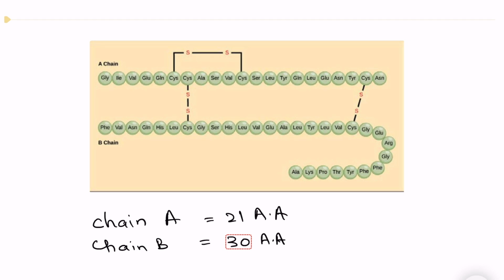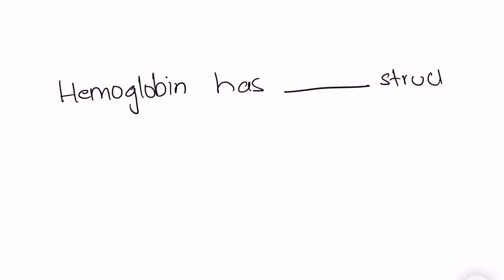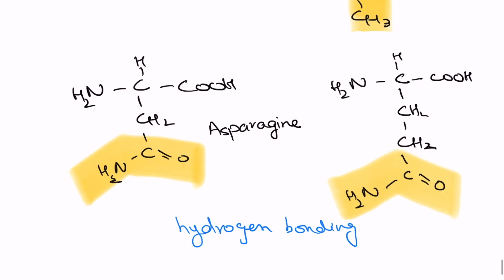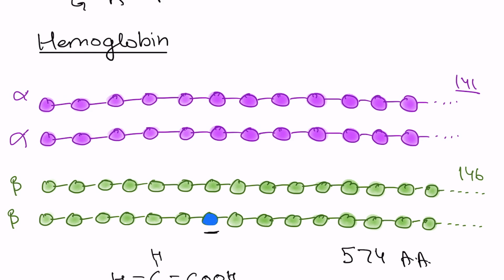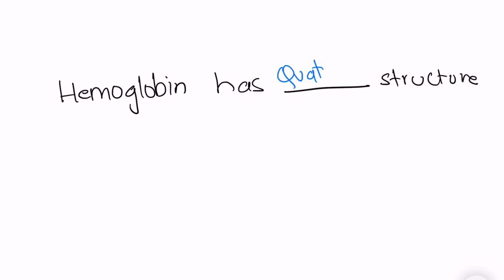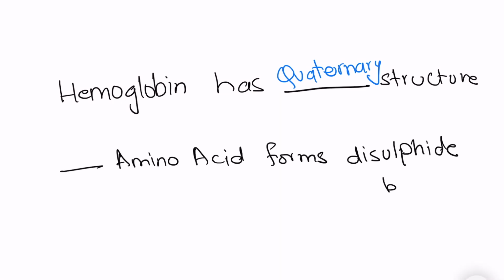When I was a student myself, I used to get this one question wrong every single time. The question is, hemoglobin has a dash structure. I used to get confused because hemoglobin is always discussed on the primary structure to emphasize the importance of the sequence of the amino acids in a polypeptide chain. But the fact that hemoglobin is made up of four polypeptide chains means that it has a quaternary structure. Another recurring question is, dash amino acid forms disulfide bridges.